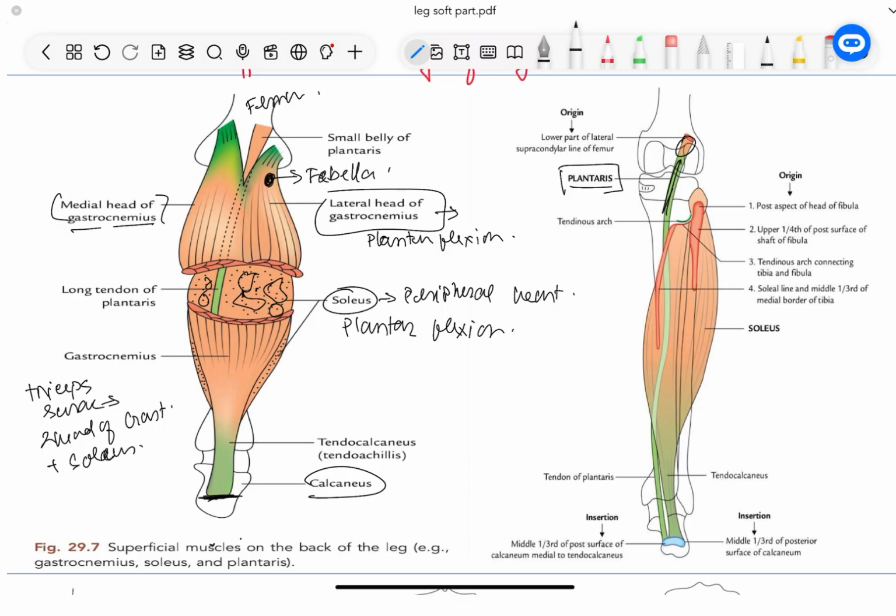Plantaris muscle arises from the lateral supracondylar line of the femur and the oblique popliteal ligament, and it is inserted into the calcaneum toward the medial aspect along with the gastrocnemius and soleus. It is a very weak plantar flexor. It has a short belly and long tendon, so we can use it for tendon grafting also.